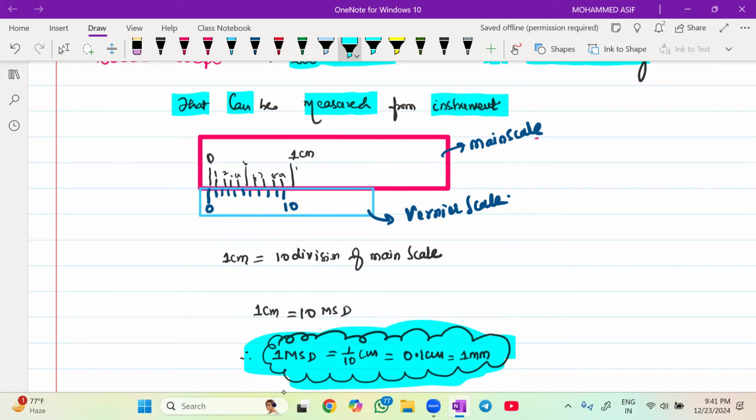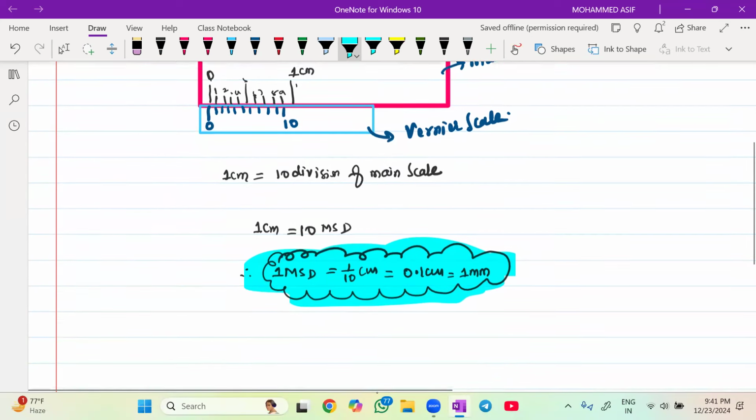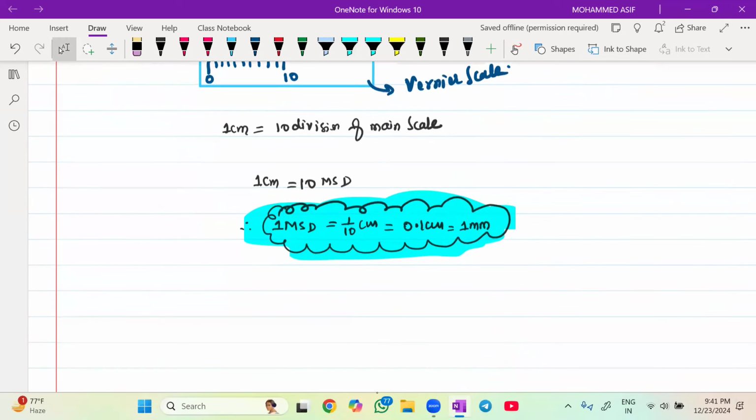Therefore, 1 centimeter is equal to how many divisions, beta? 10 main scale divisions. So therefore, 1 main scale division is equal to 1 by 10 centimeter or 0.1 centimeter, or that will be equal to 1 mm. Am I clear up to this one?